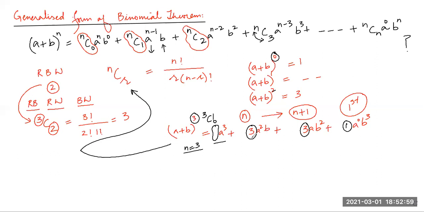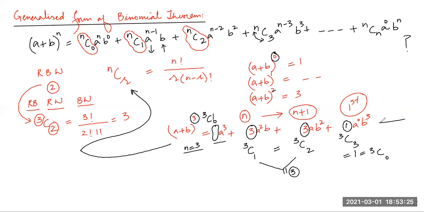Justified. Here, how do we get this 3? We have taken 1, 3c1. So this will be 3c2, and this will be 3c3. Well, 3c3 is equal to 1, which is equal to 3c0, and 3c2 is equal to 3c1, and both are equal to 3. So this is how we got this.